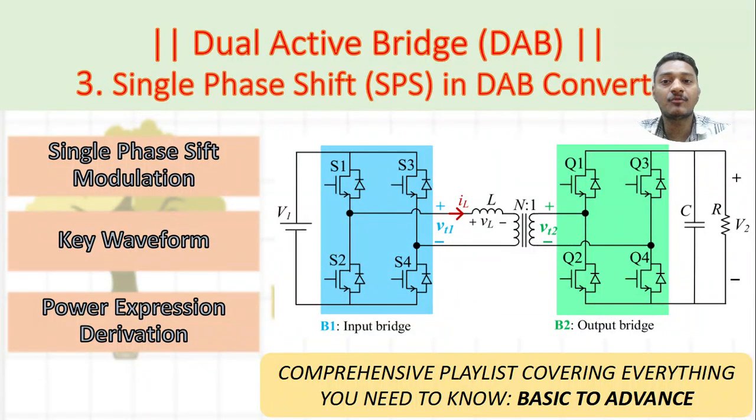The second reason for going for different modulation techniques is to have soft switching. In single phase shift modulation there is basically a narrow window where mostly soft switching will happen. What that window is, we are going to cover. As of now we will start with single phase shift modulation in the DAB converter, where we will learn in detail how it operates and how we can derive the different expressions. So let's get started.